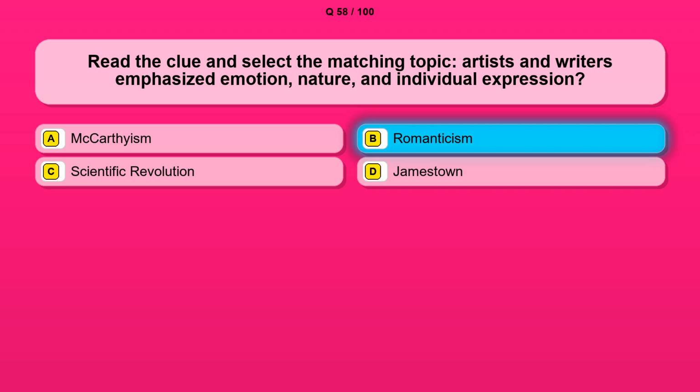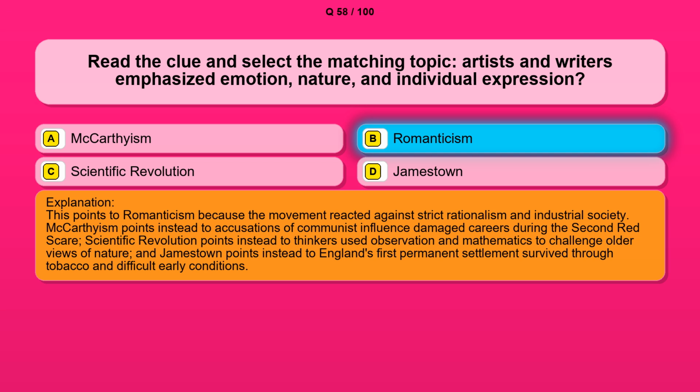The correct answer is option B, Romanticism. This points to Romanticism because the movement reacted against strict rationalism and industrial society. McCarthyism points instead to accusations of communist influence that damaged careers during the Second Red Scare. Scientific Revolution points instead to thinkers who used observation and mathematics to challenge older views of nature, and Jamestown points instead to England's first permanent settlement, which survived through tobacco and difficult early conditions.